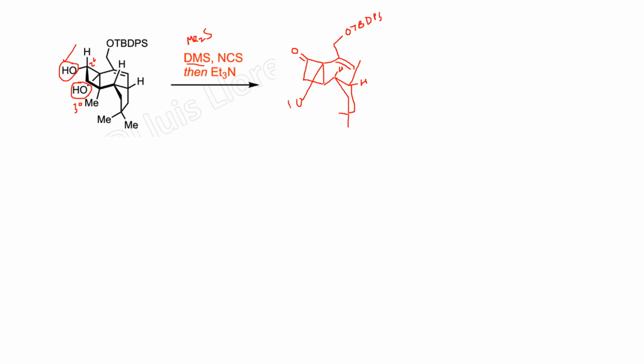The rest of the system will be totally unaffected, and this OH will also be unaffected because it is tertiary in nature. Okay, so Corey-Kim oxidation reaction can only be applied for primary and secondary alcohols. For primary, it will transform alcohol to aldehyde.